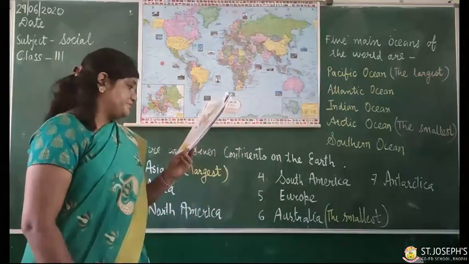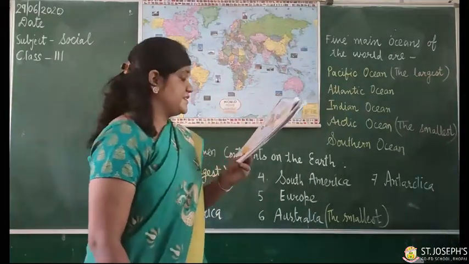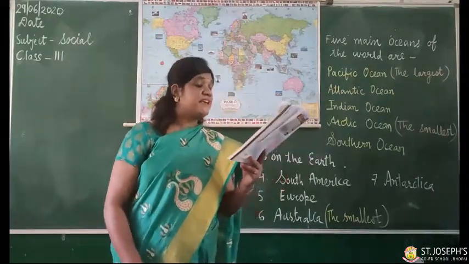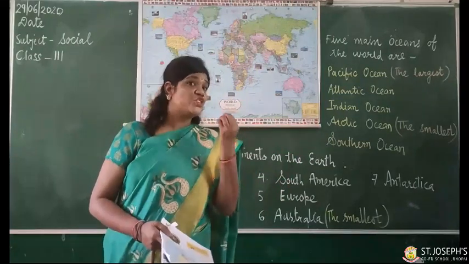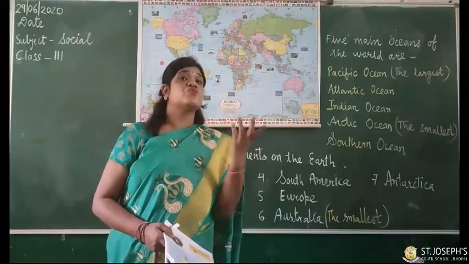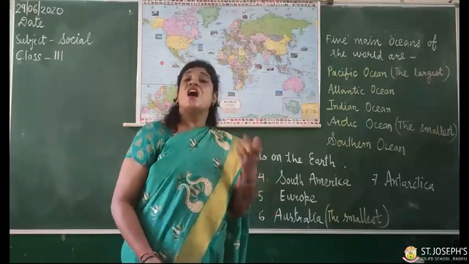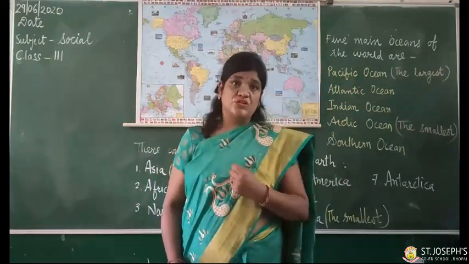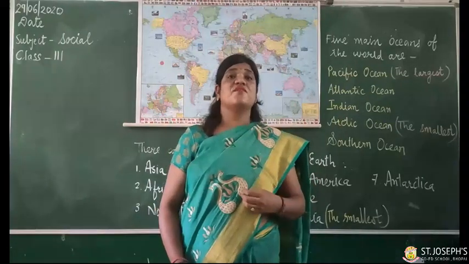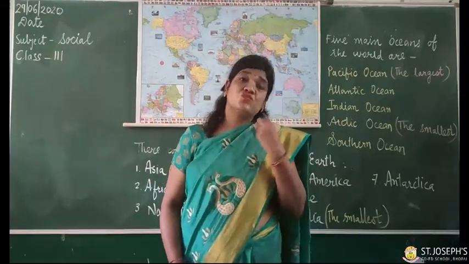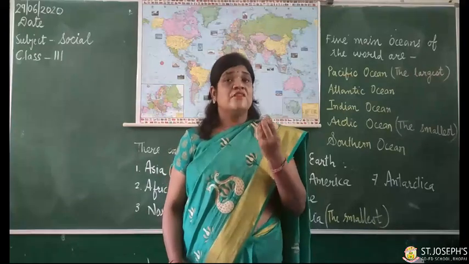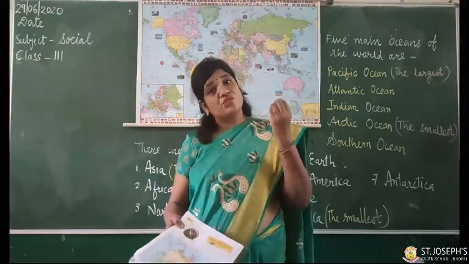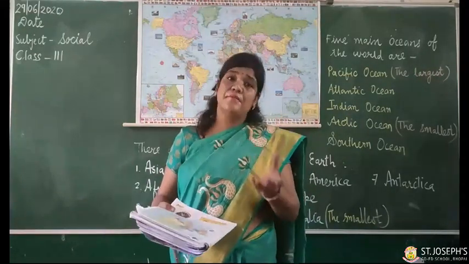Now these directions help us to locate places on a map. Without knowing direction, how can we say that this is in the north, or this is in the south, or this is in the east, or this is in the west? It is through the compass, through directions only. So the main purpose of direction is to locate the places on a map.